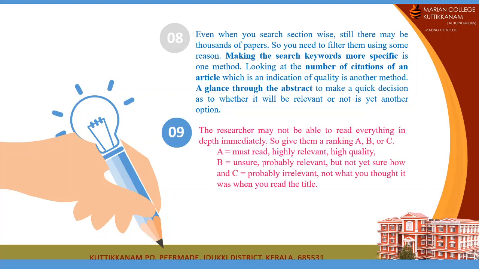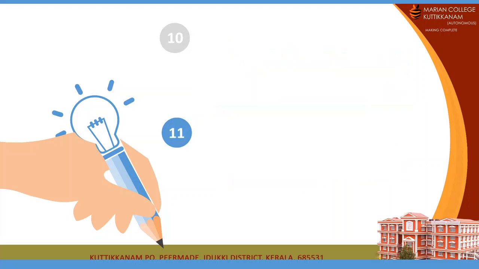Then tip number 9. The researcher may not be able to read everything that is written on a particular research paper immediately. So the researcher can rank them like A, B or C. A may be a must read, highly relevant article. Then you can rank an article as B, which means it is unsure, probably it might be relevant to my study, and C, probably irrelevant. This kind of ranking will help you to read the most relevant articles immediately.